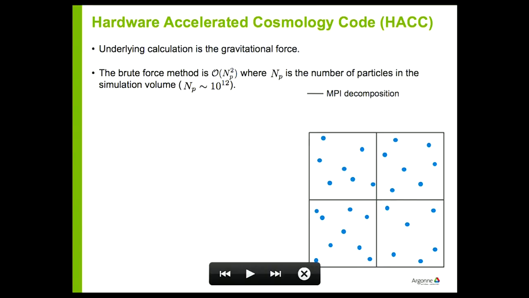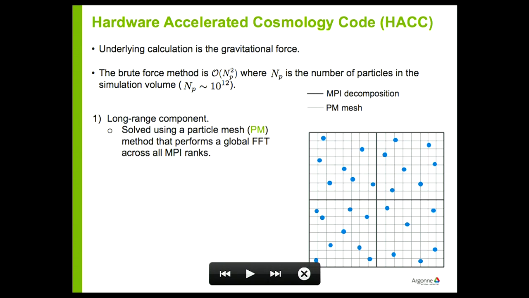So the underlying calculation in HACC is the gravitational force. Gravity is a pairwise force between points of particles. So the brute force method of calculating gravitational force would be to sum over all pairs of particles in the simulation. Such an operation would scale like n squared. And with state-of-the-art cosmological simulations now pushing to the trillion particle scale, such an operation would obviously be extremely prohibitive. So such simulations instead make use of much more efficient ways of calculating gravitational forces.